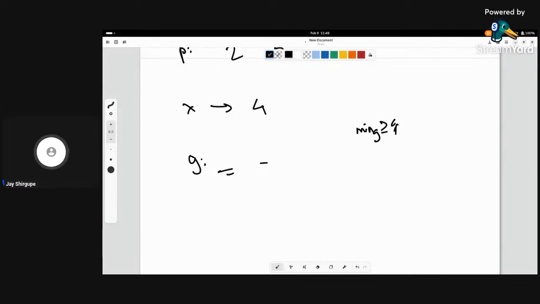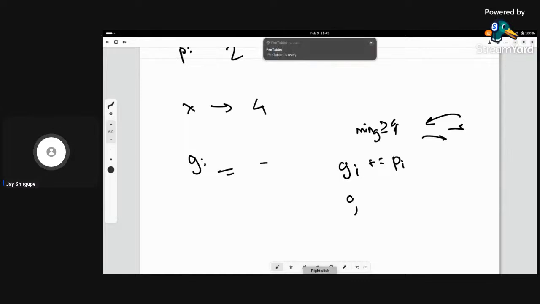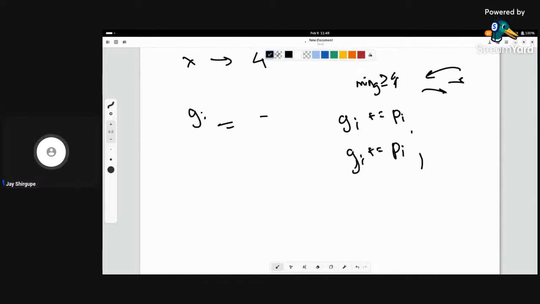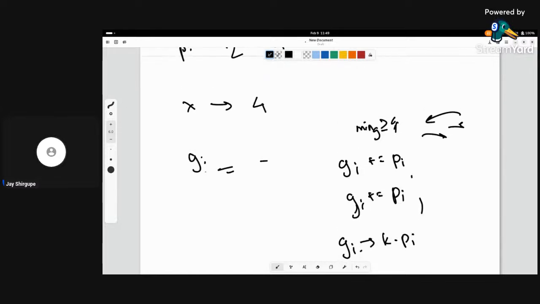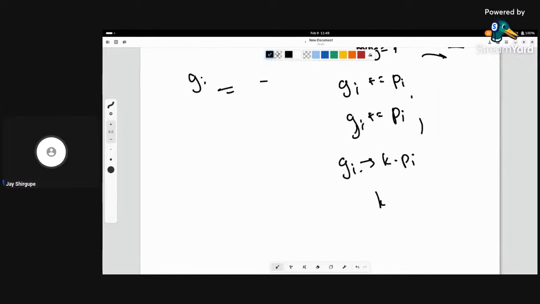Like in one operation, what happens is you do g of i plus equal to p of i. Then you can go front, and once you come back, you once again do g of i plus equal to p of i. So g of i is 0, then it's p of i, then p of i into 2, and so on. Basically, g of i is always a multiple of p of i. And you have to find the first multiple. If you operate on the ith element k times, then you get k into p of i.